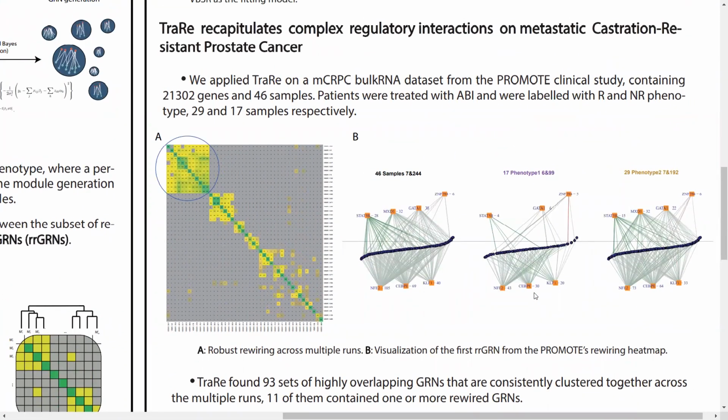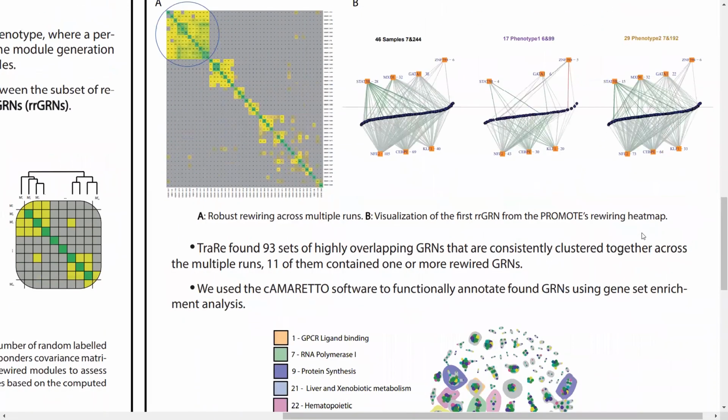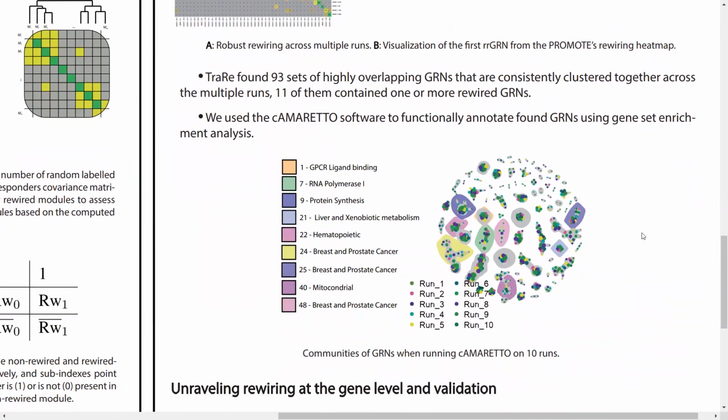So when TREWIRE was applied to the aforementioned PROMOTE clinical study, a robust rewired GRN was uncovered, which contains a clear disruption from one phenotype to the other one. Also, when applying a clustering technique to the inferred GRNs from the PROMOTE clinical study, 93 sets of highly overlapping GRNs were discovered. 11 of them contain one or more rewired GRNs. So we applied the Community AMARETTO software to functionally annotate them using gene set enrichment analysis, and we focused on the Community 22 as it was fully composed of rewired regulatory networks.